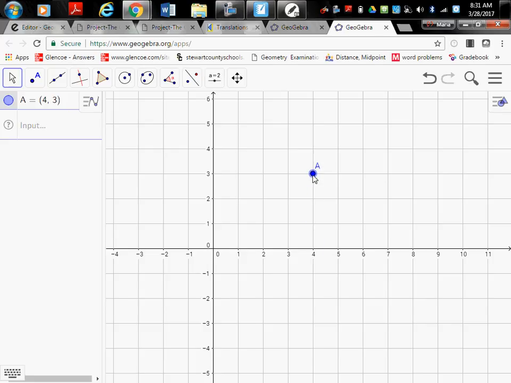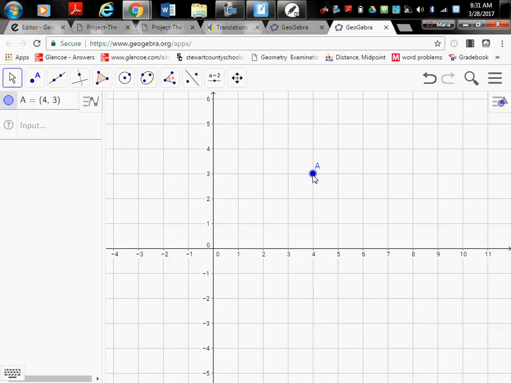Now, where this is going to be beneficial, guys, when we were plotting yesterday, I noticed some of you were going backwards. So if you will notice, point A, I told you was at 4, 3. If you look right here on your graph paper, it tells you 4, 3. Where does it say A is? 4, 3. You need to be double checking to make sure you're plotting in the correct point.